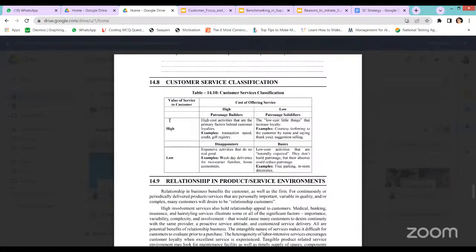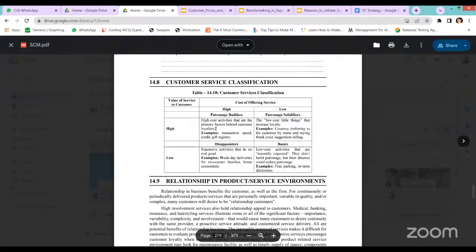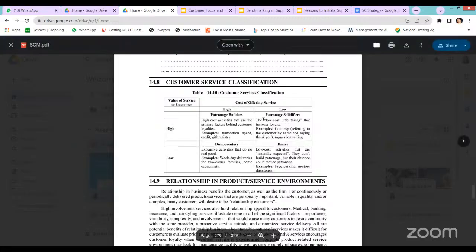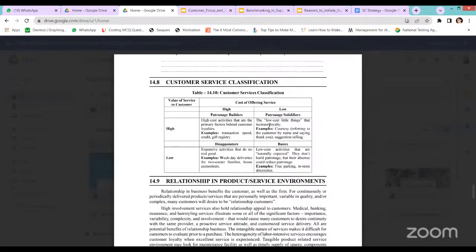Value is a quadrant where you get high cost activities that are the primary factors behind customer loyalty: transaction speed, credit, registry. So, high value and high cost. High value, low cost: patronage solidifiers. Low cost, little things that increase loyalty, like courtesy, referring to customers by name, and saying thank you, suggestion selling. So low cost, but it gives high value. We call that patronage solidifiers.